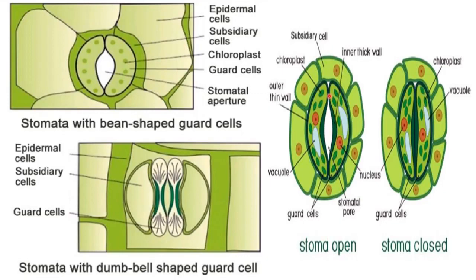Now you can see here these guard cells help in opening and closing of stomata by changing their position, means their walls. The inner and outer walls of the guard cells help in opening and closing of stomata. So here you can see closed and open stomata.